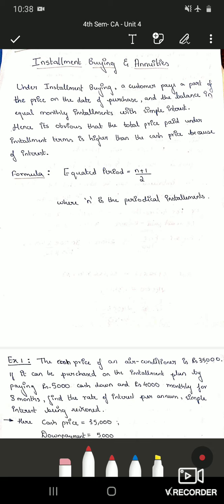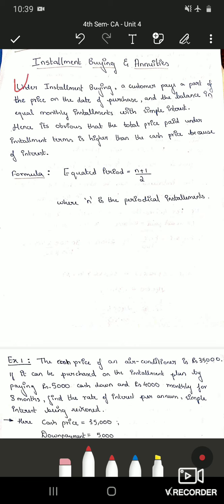And because they are giving you this advantage that you can pay the amount later, wherein you will get the product at the time which you required, they will charge certain interest. So it is very obvious that whatever the price of the product will be, you are going to pay more than that because interest is added. So let us see what is installment buying.